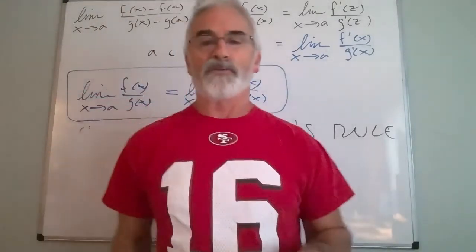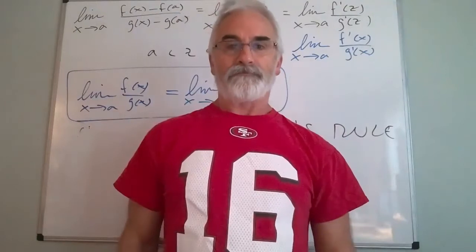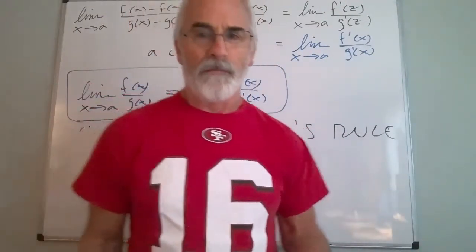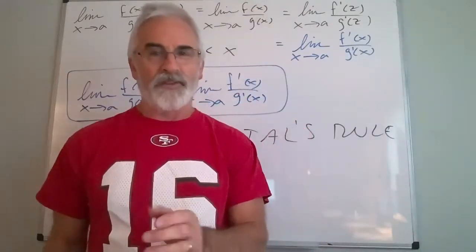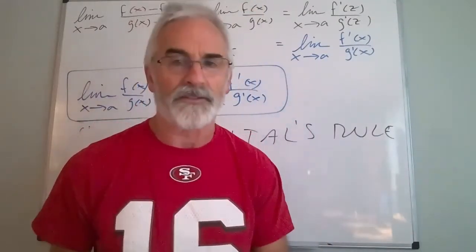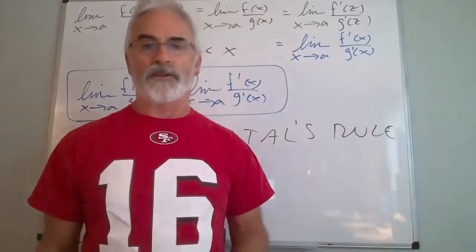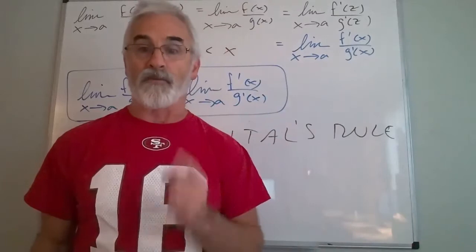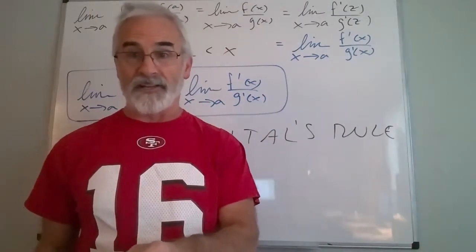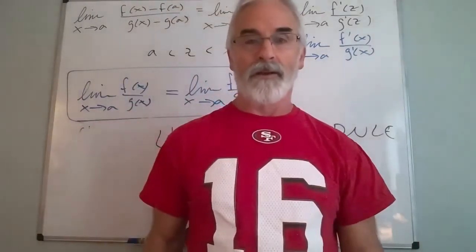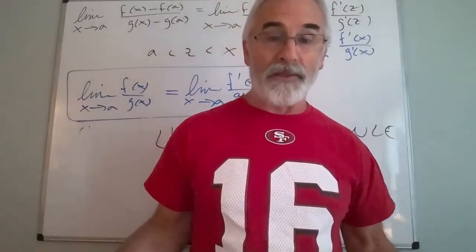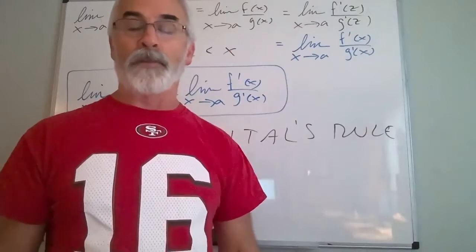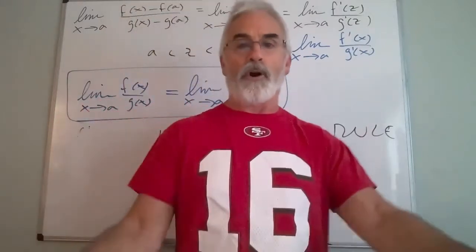I liken L'Hôpital's rule to synthetic division. Okay, if I had a quotient of polynomials, I can always use long division. But with the right denominator, synthetic division is so much faster and so much easier than long division. It's just that it has a lot of restrictions. Synthetic division only works when you have one variable and your denominator is linear and the lead coefficient is a one. But that's a really common thing to have. So if you know synthetic, it's always easier and faster than long. But a lot of people don't bother with synthetic because long always works.